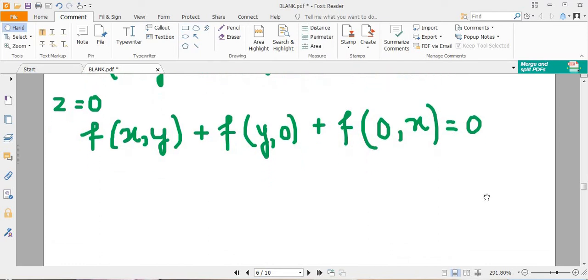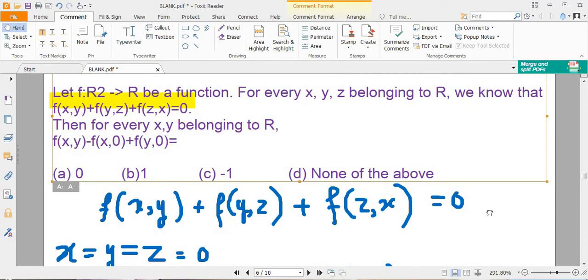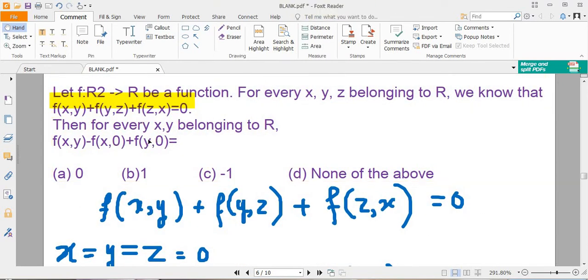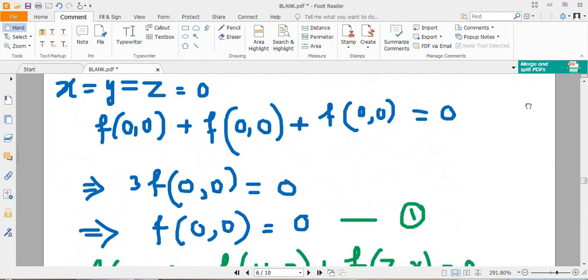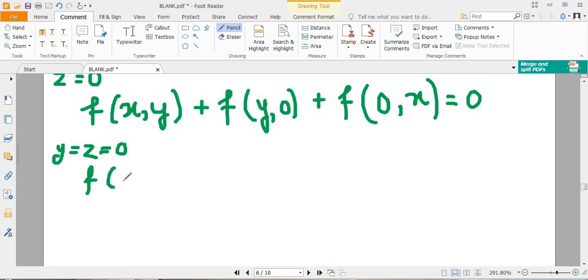Now, since we have two x's and two y's, but the difference is f(y,0) has a positive sign. So it is pretty much safe to assume that we need to do something with y, right? So now let's try this. Let's now put y equal to z equal to 0. So it actually follows from the previous expression. So what we can have is f(x,0).